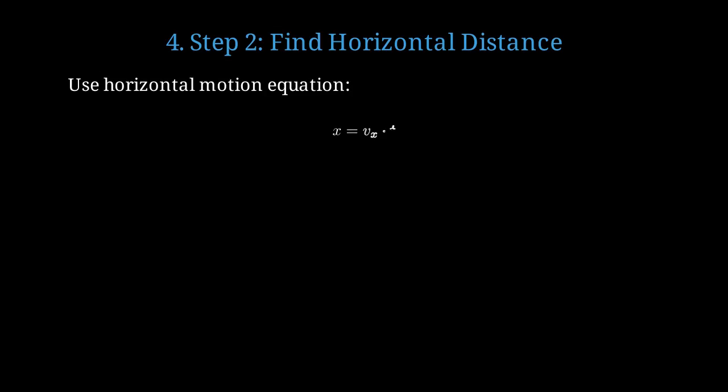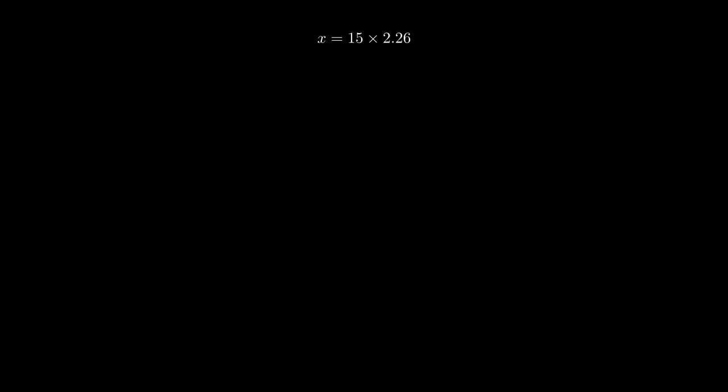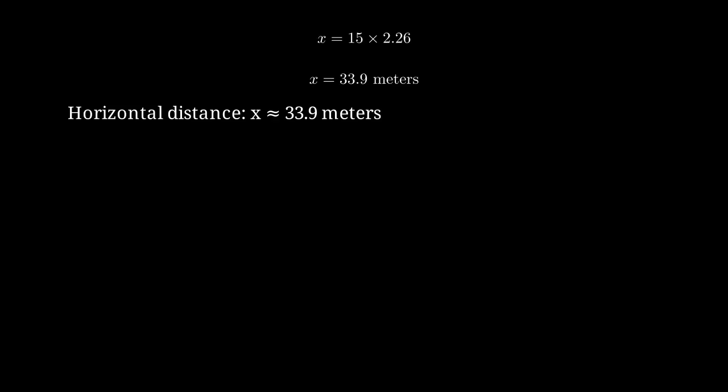Now let's find how far horizontally the rock travels. For horizontal motion, we use a simpler equation. The horizontal distance equals horizontal velocity times time. We know the horizontal velocity is 15 meters per second, and the time is 2.26 seconds. Multiplying, we get x equals 15 times 2.26. This gives us 33.9 meters. The rock lands approximately 33.9 meters from the base of the cliff.